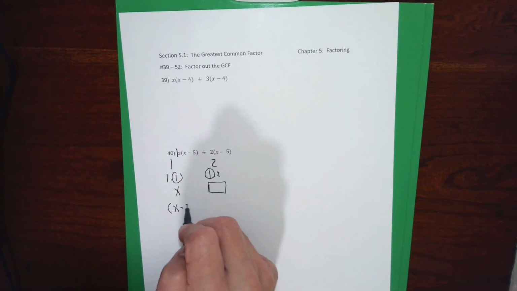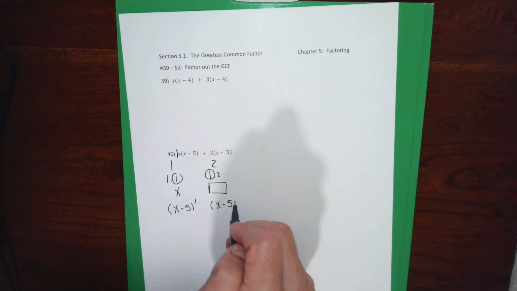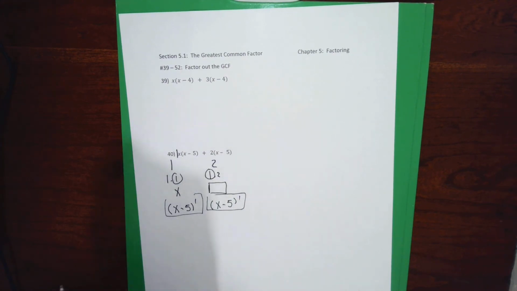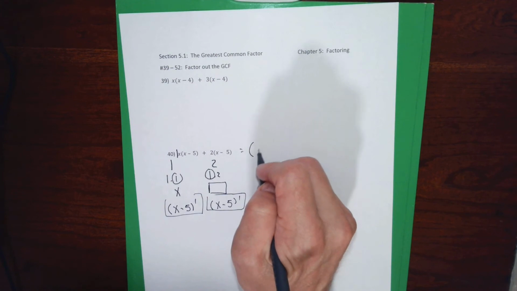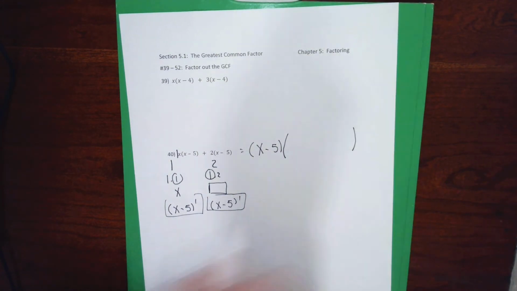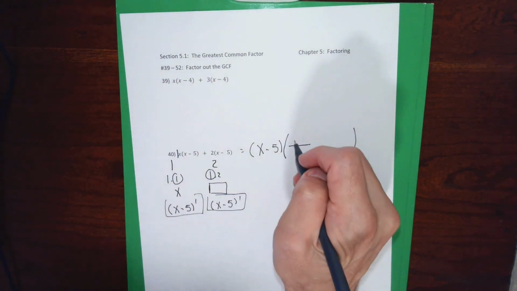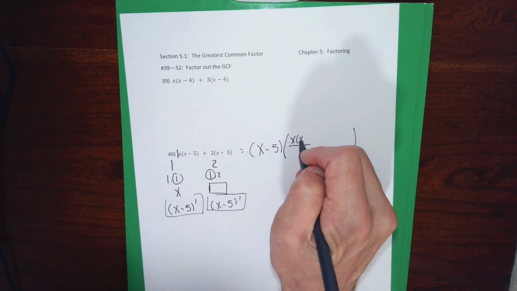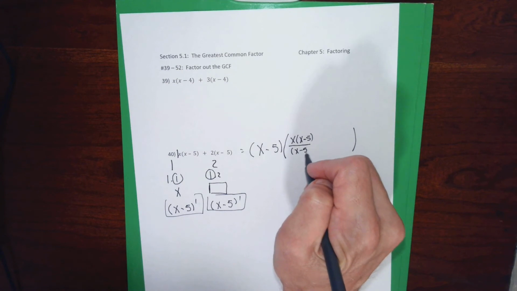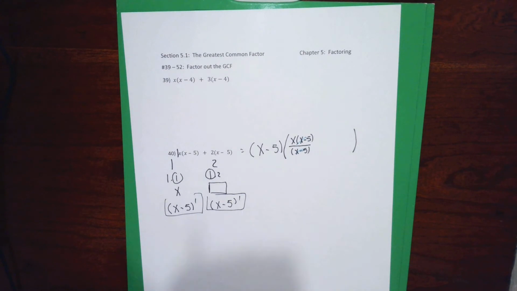But both terms have an x minus 5 to the first power in common as a factor. That is what I'm going to write in front of my parentheses. So I'm going to write an x minus 5 inside its parentheses. And then I'm going to figure out what to fill in the parentheses with. I'll take the first term, divide it by the x minus 5 that I wrote out front. And now I'm going to cancel the x minus 5s and be left with an x.